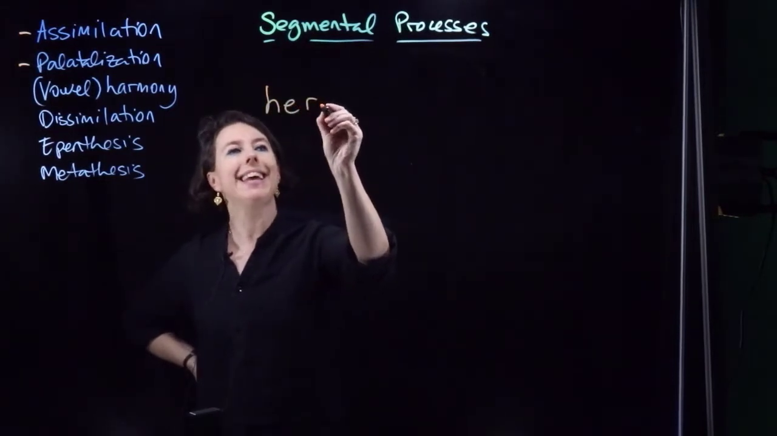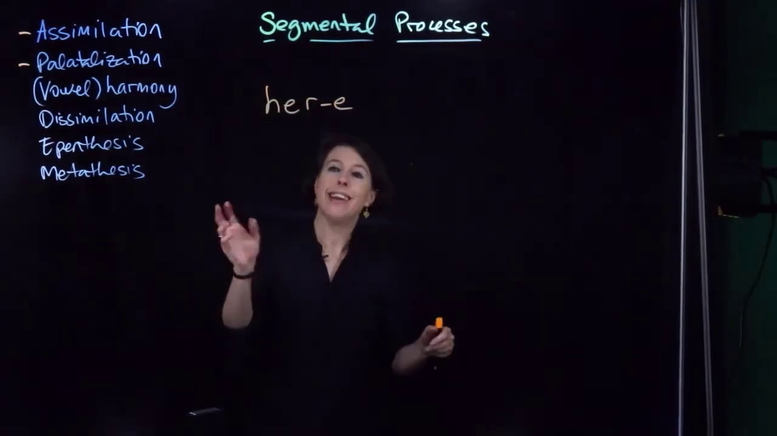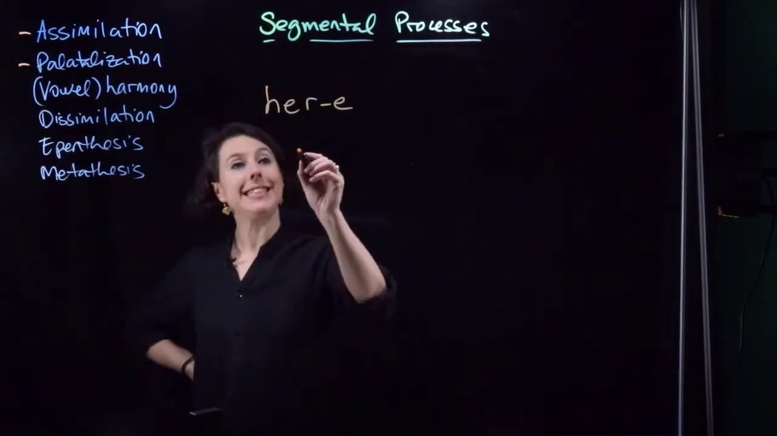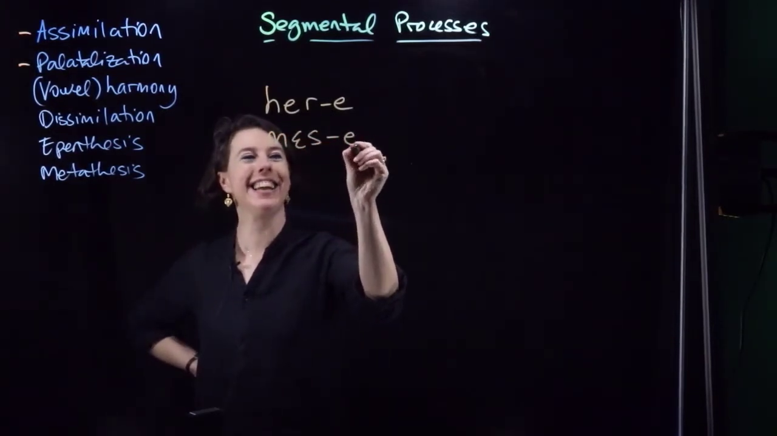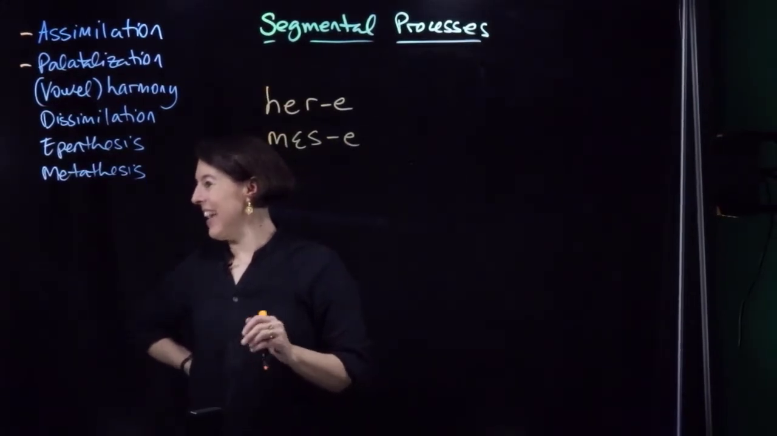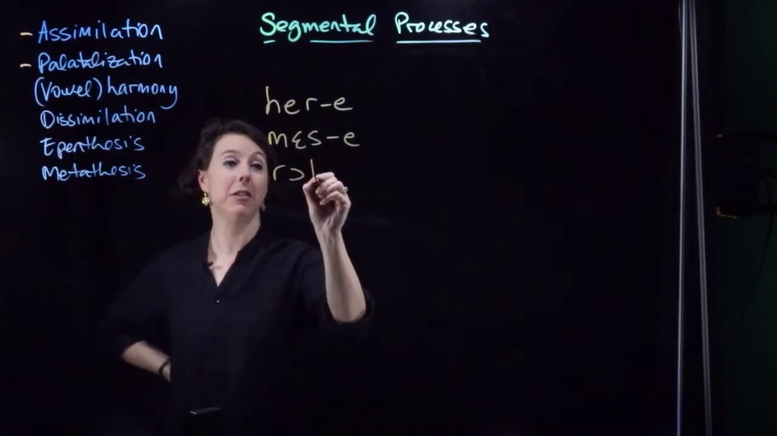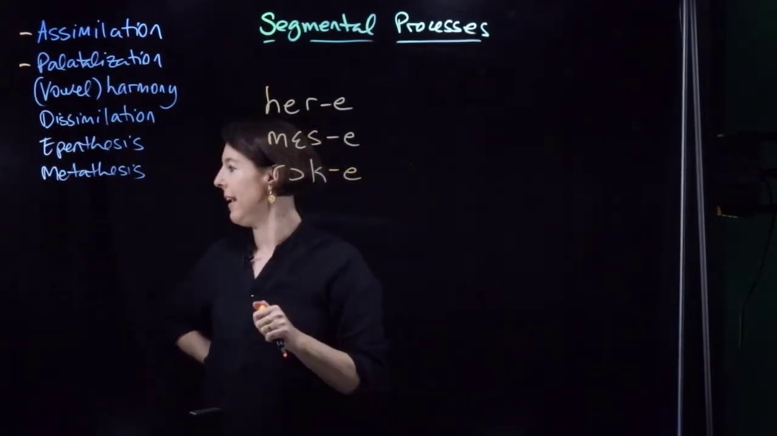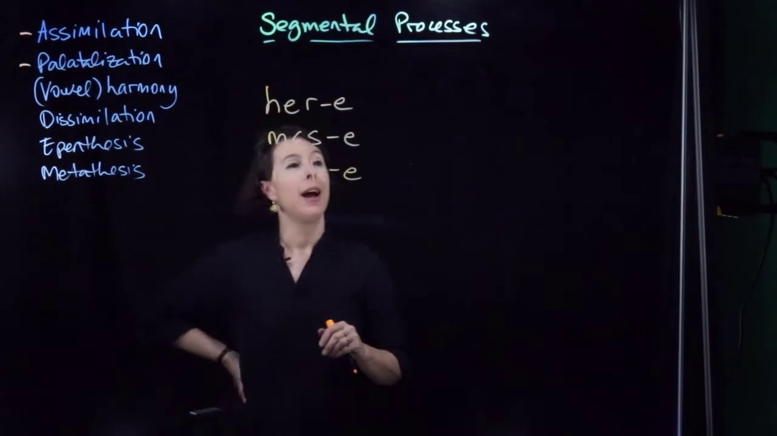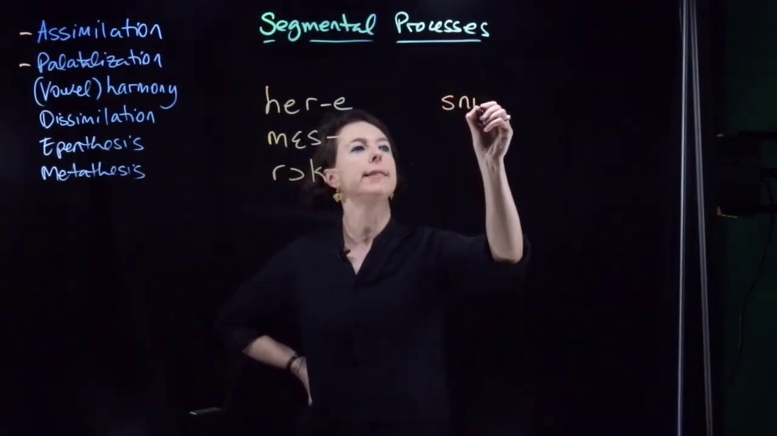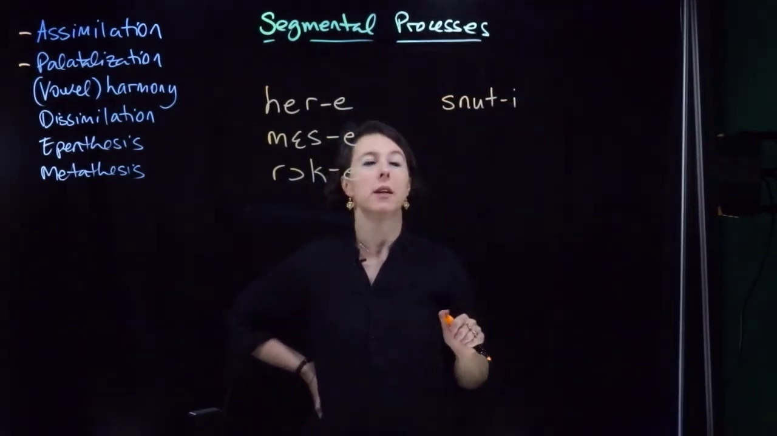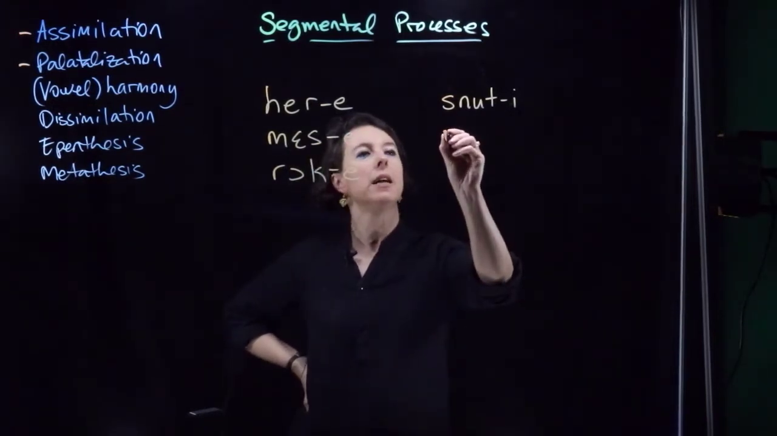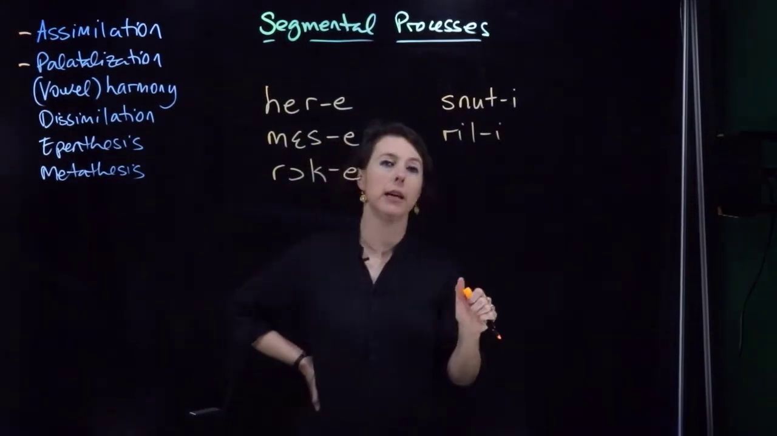So there's the word here, which means hairy, someone with a lot of hair. We're going to look at the ending, okay. And then we've got messy, as in someone might have messy hair. And rocky, so I guess a landscape could be rocky. However, someone might be snooty. You know someone who's snooty is a bit like that. And really, as in really.